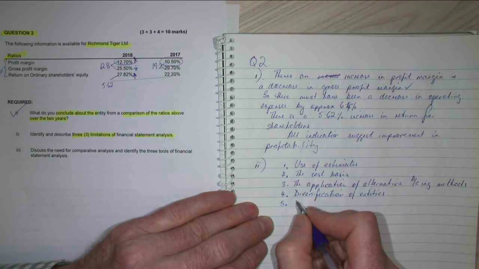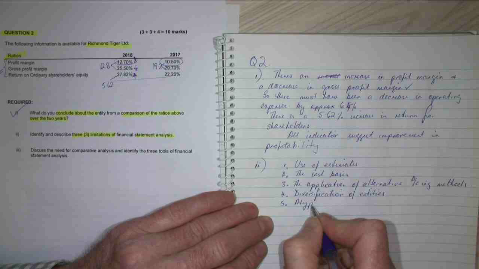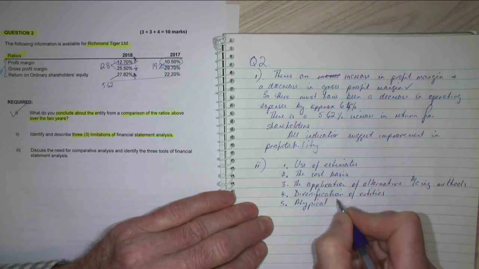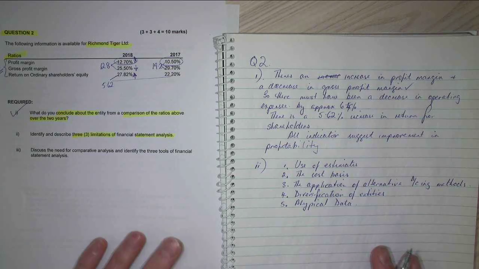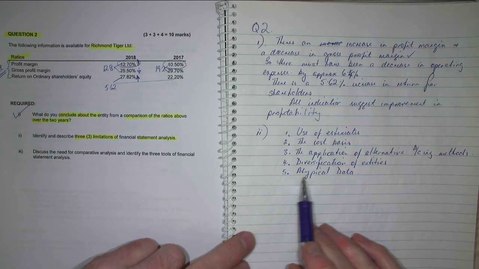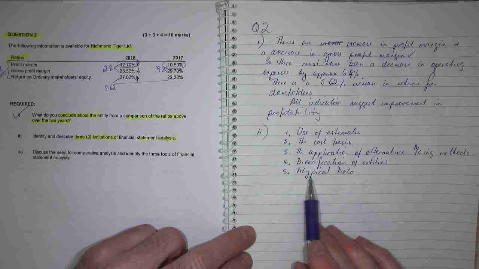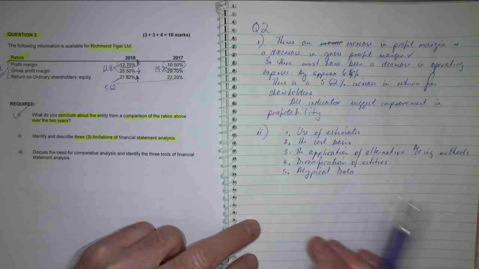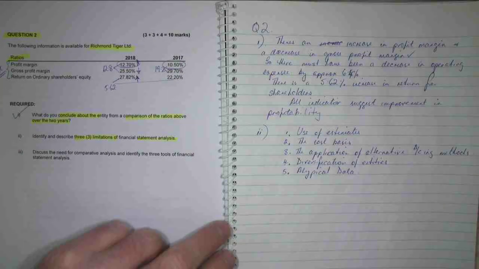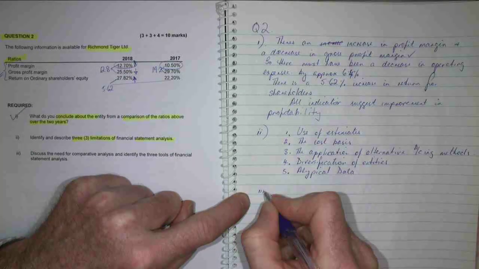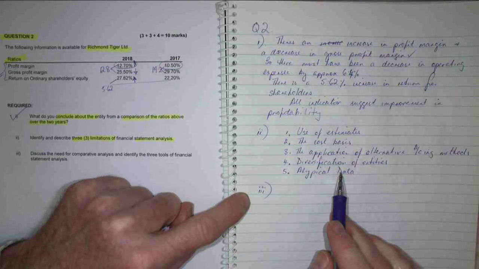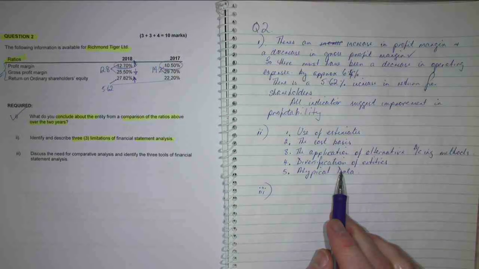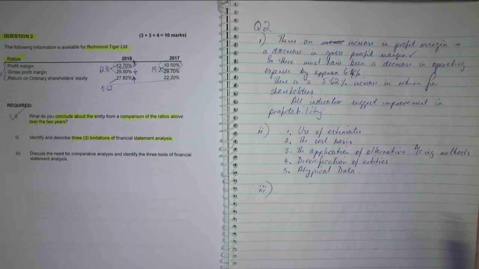The last one is atypical data. Atypical data is data that's not representative of the normal year. Towards the end of a financial year there's a big push to get data in, and the numbers can look a little different from what they'd look like throughout the whole year. So those are my 5 items.